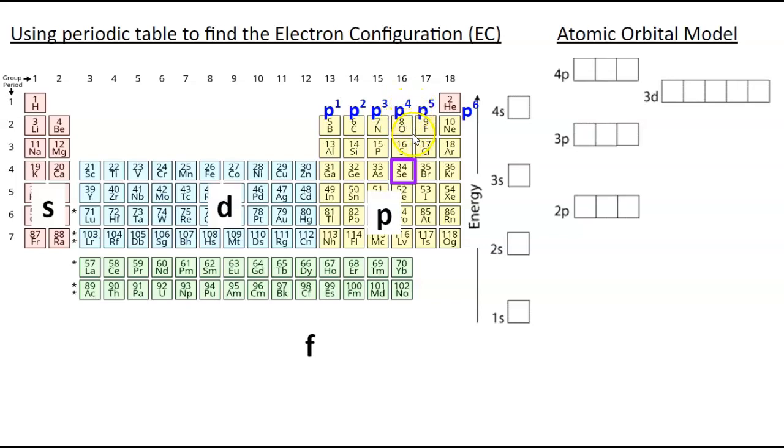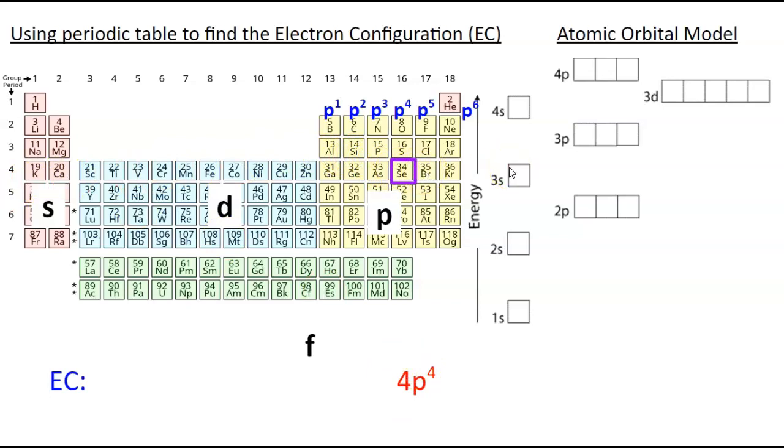How many electrons in that last p orbital? To determine that, we would count over the number of groups it's in that p block. So it's the fourth group over in the p block. So that's why it's p4. And then the shell that it's in will correspond to the period or row it's in. So it's in the fourth period or row. So that will be 4p4. This 4 in the front comes from the period or row that it's in. It's in the fourth row.